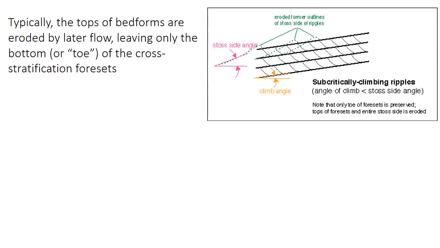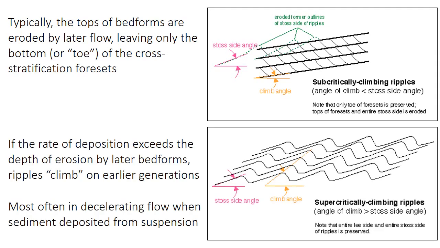As I mentioned earlier, the vast majority of crossbedding preserves only the bottom part, or the toe, of these inclined foreset beds, because the top of the bed form gets eroded away. However, in areas where the sedimentation rate is really, really high, the ripples, or the dunes, in this case it's primarily ripples, can aggrade or build upwards quickly enough that they don't even erode the previous layers at all.